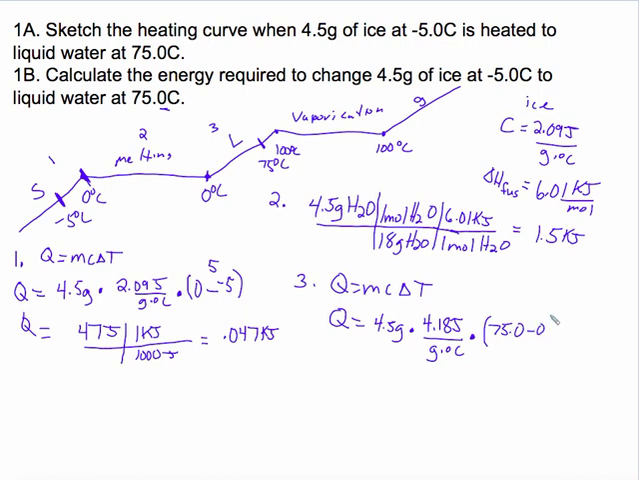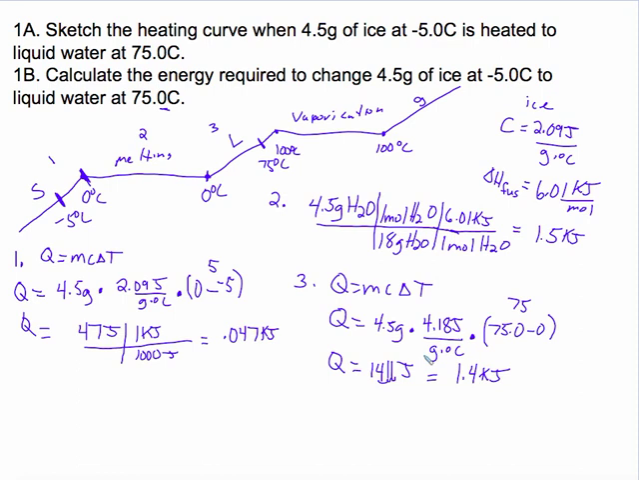Okay, so it's going to be 75 minus 0, which is 75, because we're only going from here to here. A lot of times you don't have to write out 75 minus 0, you can just put 75 there. But anyway, so Q equals 4.5 times 4.18 times 75. You end up getting 1,411 joules, but I'm going to change that to kilojoules by moving the decimal 3 spots. So that's going to equal roughly about 1.4 kilojoules.